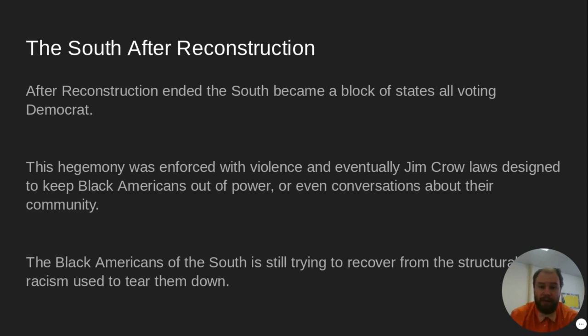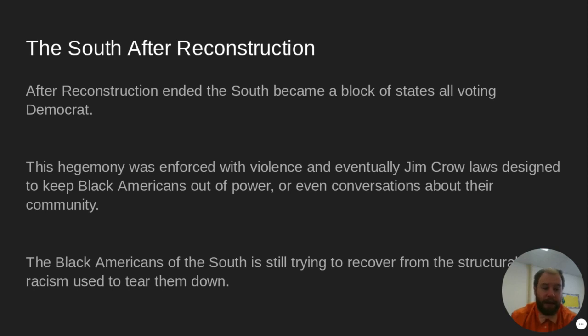So after Reconstruction ended, the South became kind of a block of states that all voted Democrat. And it was basically like a white power block. People who voted to enforce racism and white supremacy. This hegemony was enforced with violence and eventually the Jim Crow laws that were designed to keep black Americans out of power or even conversations about their community, right?